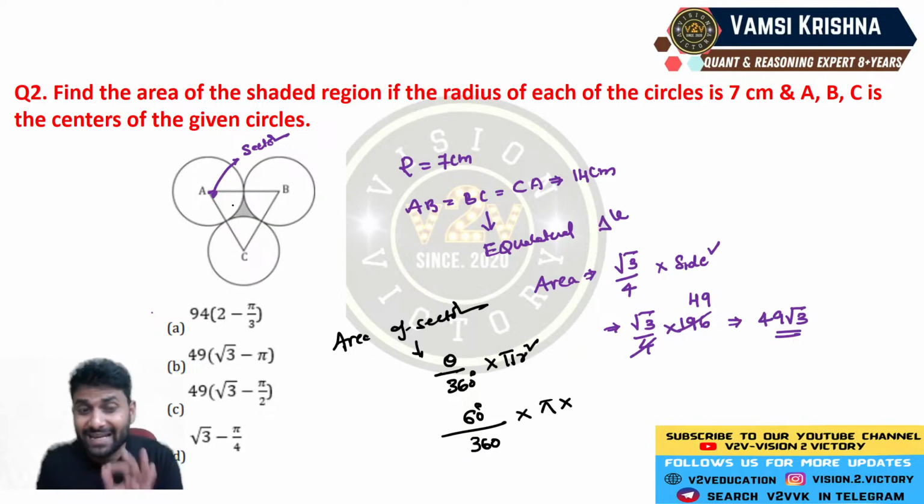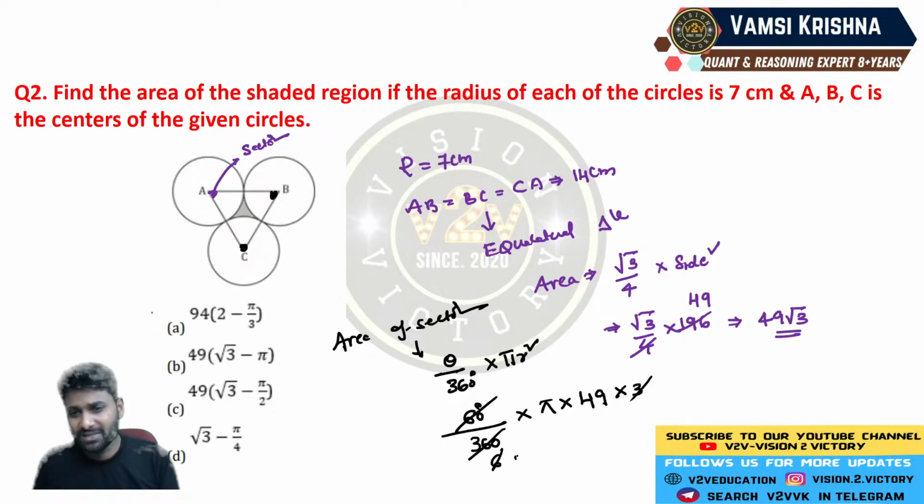So what is the radius? See, radius they have given as 7. 7 square is equal to 49. Now in total we have three sectors. Why? Because A is one sector, B is another sector, C is another sector. Total number of sectors is 3. So if we go through that, this is 6 times, this is exactly 2 times. So here the value becomes 49 multiplied by pi by 2.